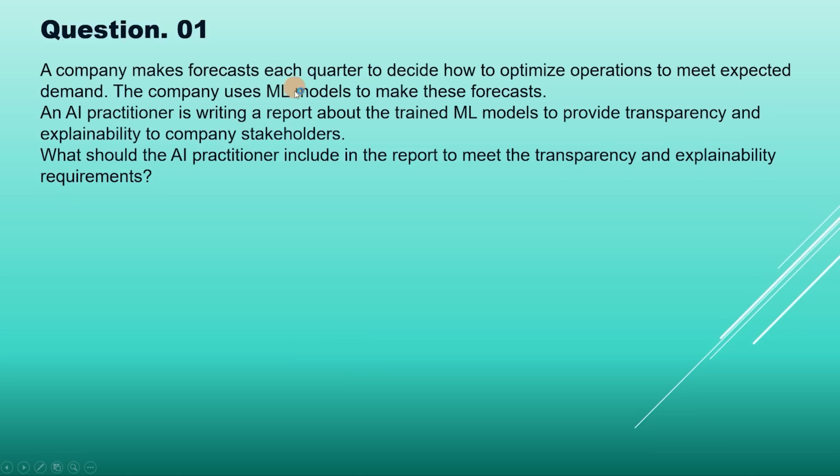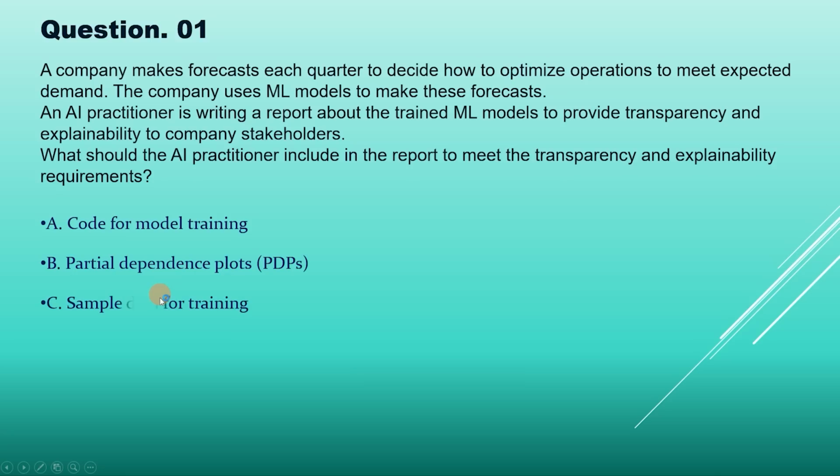A company makes a forecast each quarter to decide how to optimize operations to meet expected demand. The company uses ML models to make these forecasts. An AI practitioner is writing a report about the trained ML models to provide transparency and explainability to the company stakeholders. What should the AI practitioner include in the report to meet the transparency and explainability requirements? So this is the key term here: transparency and explainability. So here the options are: code for model training, partial dependence plots, sample data for training, model convergence tables.